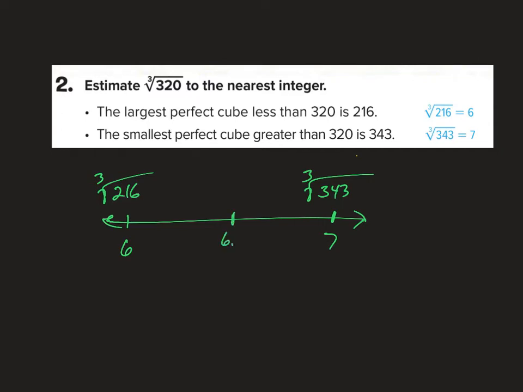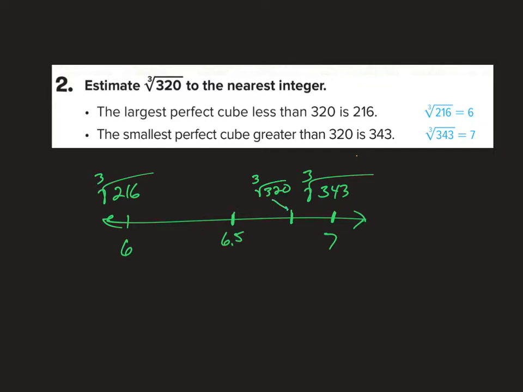So I like to put just a hash mark in the middle with my 6.5. And I can tell just by observation that the cube root of 320 is going to be closer to 343 than it is to 216. So I would say the cube root of 320 would fall approximately in here.